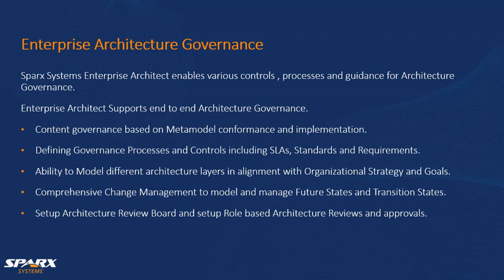Enterprise Architect from Sparx Systems enables various controls, processes, and guidance for architecture governance. It supports end-to-end governance, including content governance based on metamodel conformance, defining governance processes and controls, and managing SLAs. With comprehensive change management, teams can model and manage architecture evolution and structured architecture reviews, helping with continuous improvement.